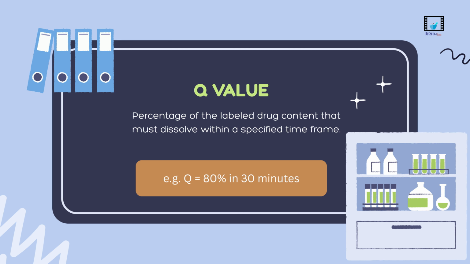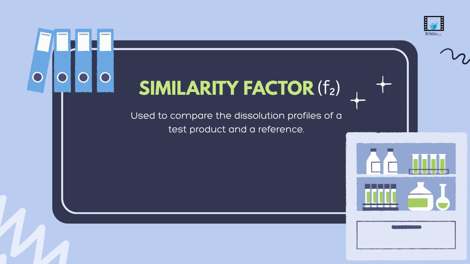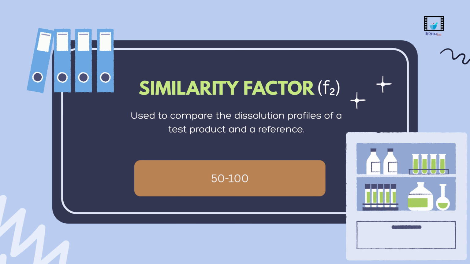The second parameter is the dissolution profile similarity factor, denoted as F2. This statistical measure is used to compare the dissolution profiles of a test product and a reference, usually an innovator formulation. An F2 value between 50 and 100 indicates that the two profiles are sufficiently similar, and this is a critical consideration when demonstrating bioequivalence for post-approval changes or generic formulations.